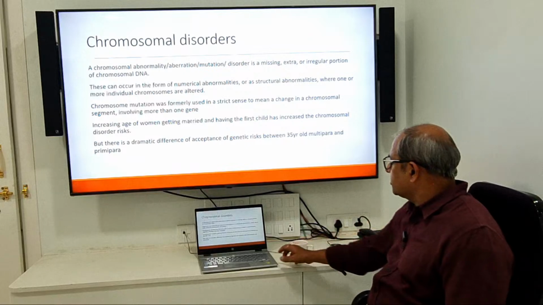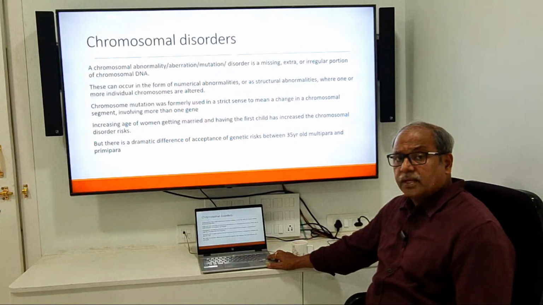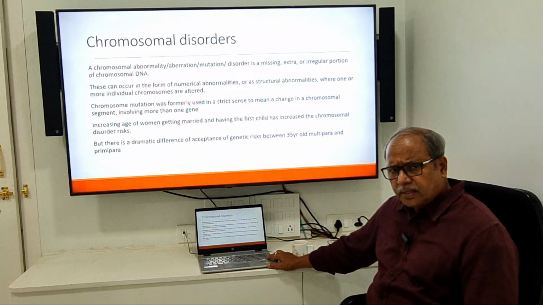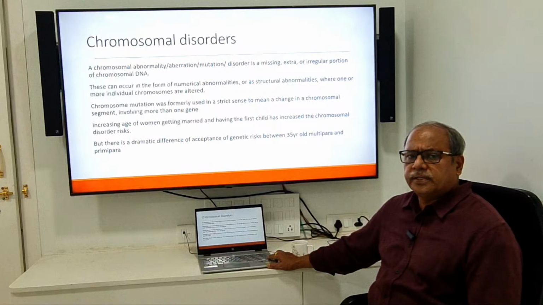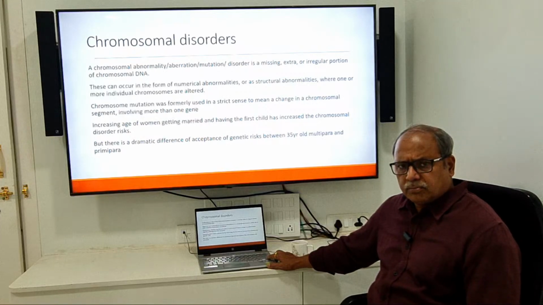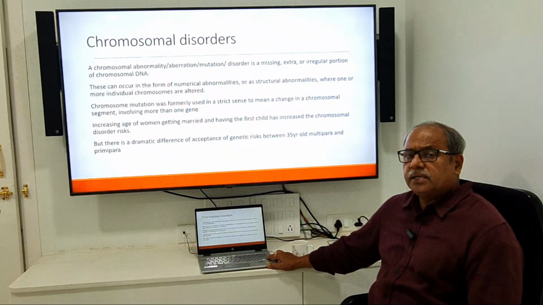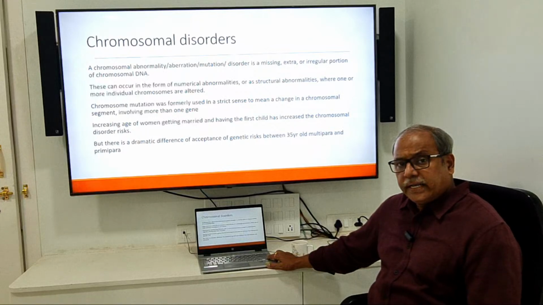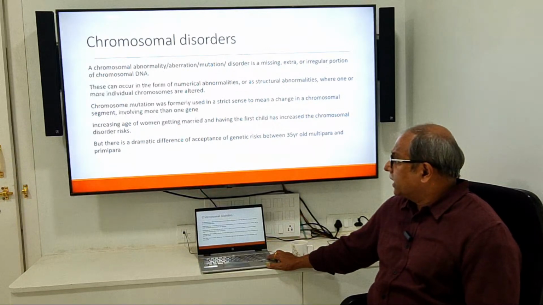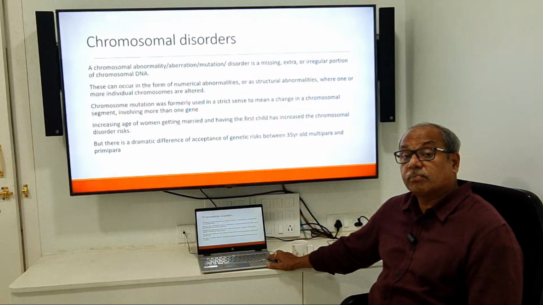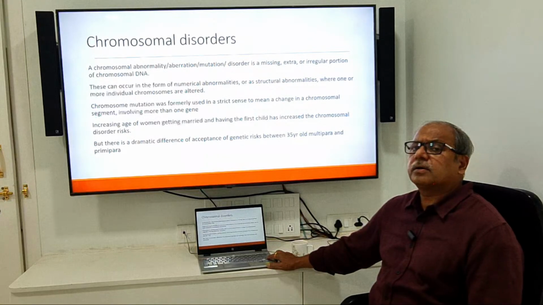But there is a dramatic difference of acceptance of genetic risk between a 35-year-old multipara and a primipara. This statement is very important because previously the primipara was 18 or 23 years old, so less chances of getting a Down baby. So not very much worried. Nowadays, the primipara is 35 years old. Already age matters, so there will be more chances of Down syndrome. So there is a difference nowadays. So we are more worried about those cases where the pregnancy is taking place in the later part or a little bit higher age.